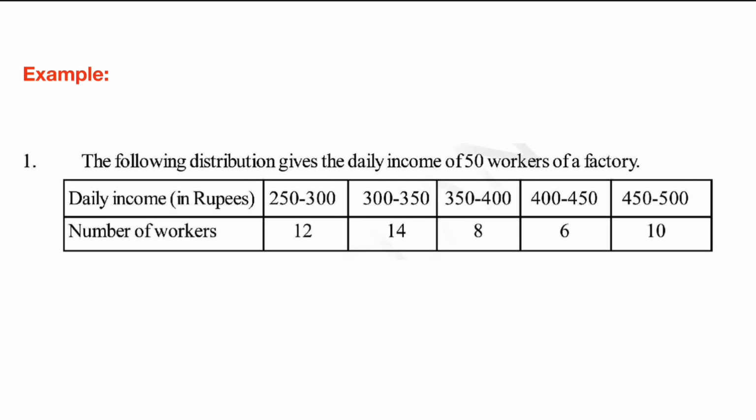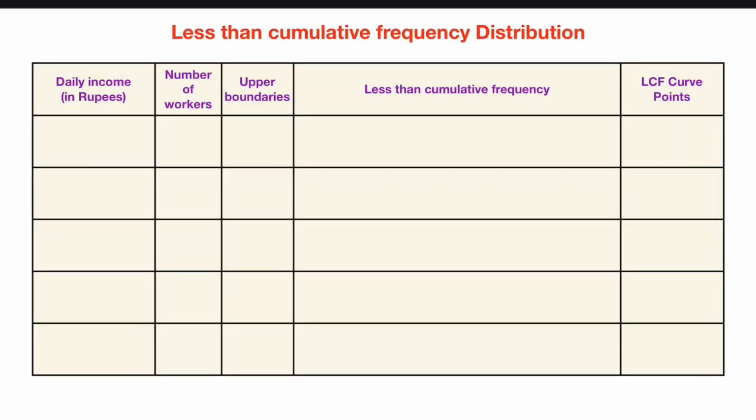To draw the less than type cumulative frequency distribution curve, first we have to prepare the less than cumulative frequency distribution. Here I will prepare a table of this form. In the first column, I take daily income in rupees. In the second column, number of workers. In the third column, upper boundaries. Fourth column, less than cumulative frequency. Fifth column, less than cumulative frequency curve points.